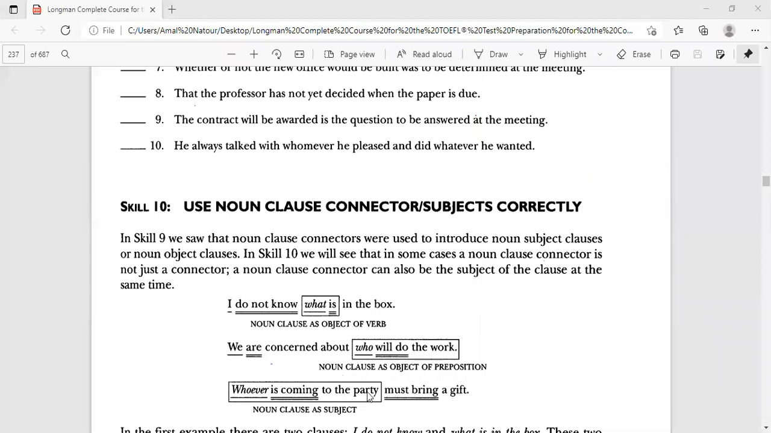The word whoever here also serves two functions in the sentence. It is the subject of the verb is coming, and it is the connector, the connector that joins the two clauses, which links the first clause and the second clause.